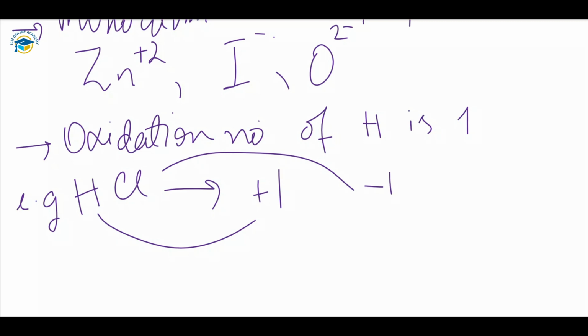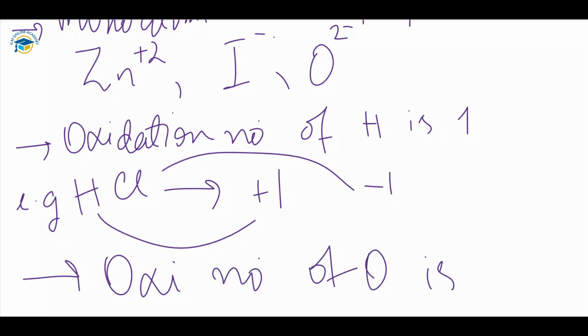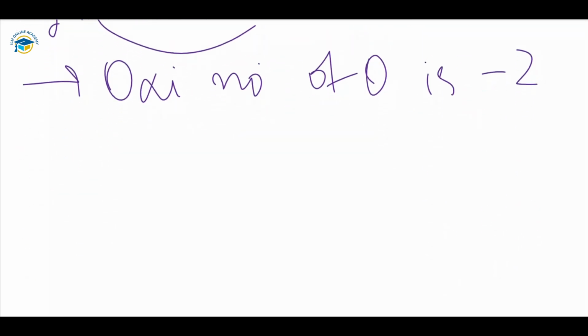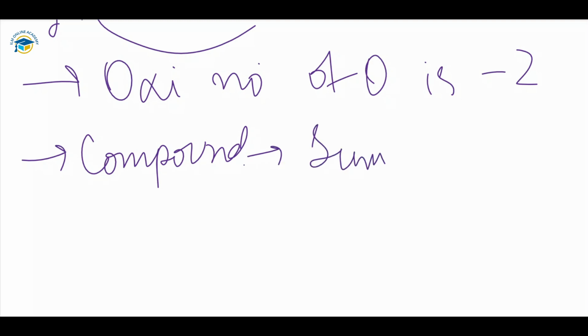Oxidation number of oxygen is usually -2. So these are the rules you should know before assigning the oxidation number to any element. The next one is, the sum of oxidation numbers in a compound is 0. So in a compound, the sum of oxidation numbers is 0. Like we have H2O.